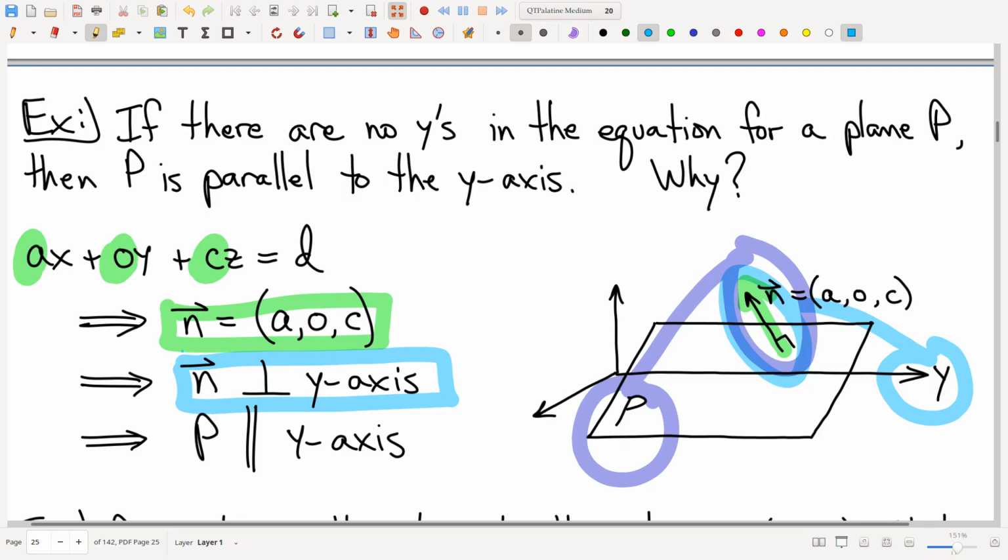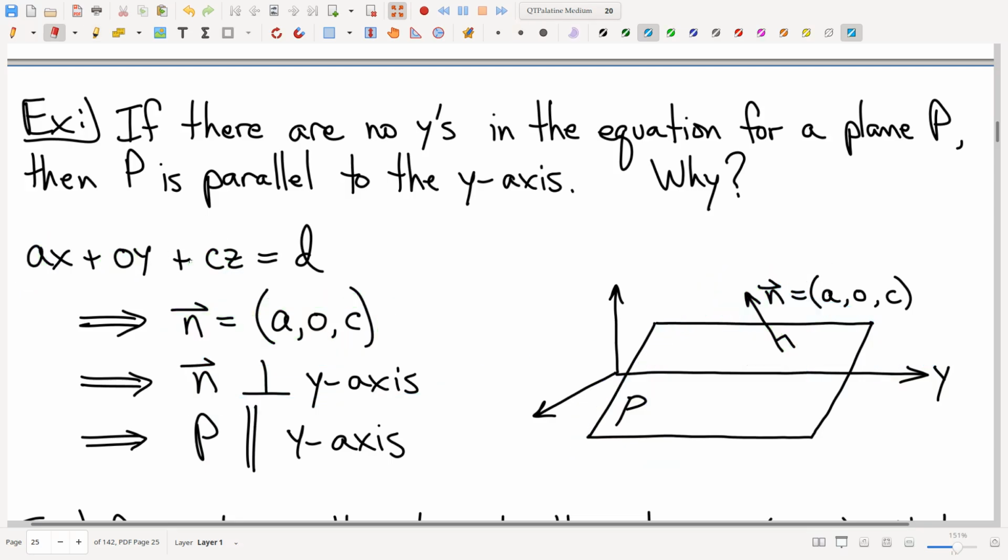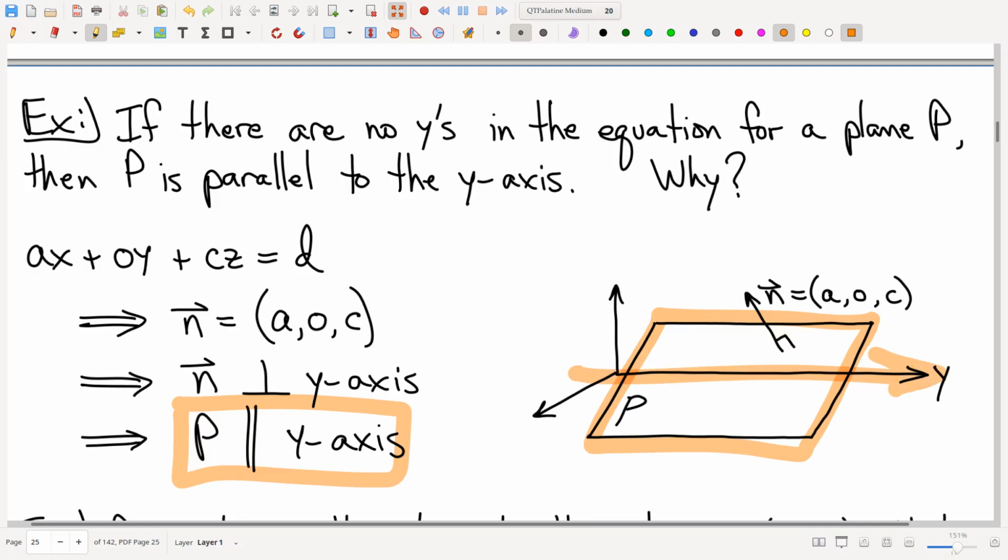But the conclusion that we want follows immediately from that geometry, and I've done my best to draw it representatively: the plane has to then be parallel to the y-axis. So, neat conclusion. So be on the lookout for these opportunities. They come up from time to time. They will definitely come up in this course.